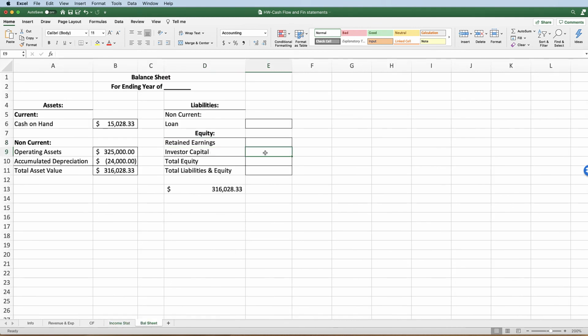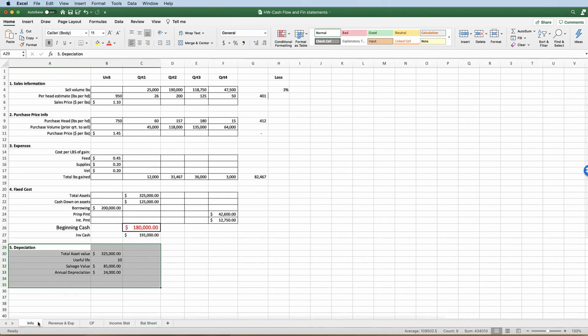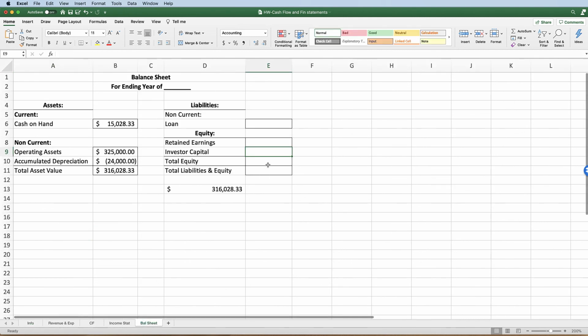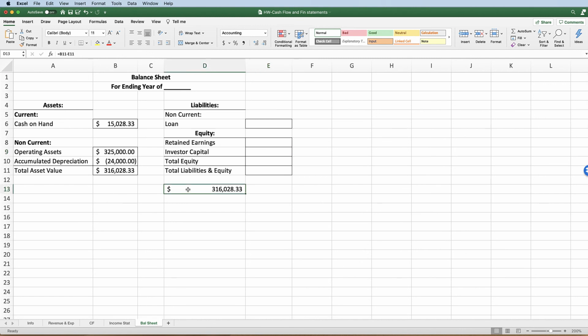Investor capital is the money it's taken to get this going. Let's go back to the resource page or the info page a little bit. You can see here that we've got beginning cash of 180 and investor cash of 191. So really our investor money is both of these things added together. When you plug this into the balance sheet, hopefully your balance sheet will balance, and that lets us know that our cash flow values, our profit estimates, and our balance sheet are accurate depictions of these financial projections.